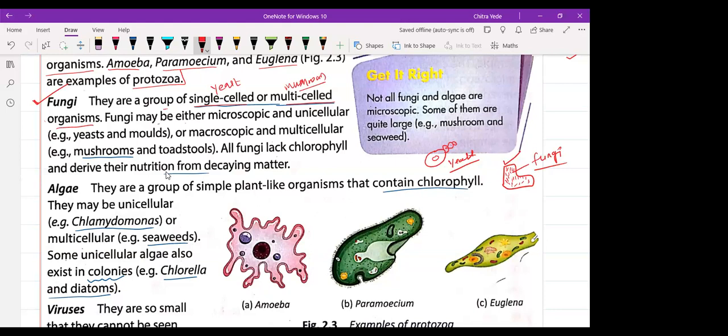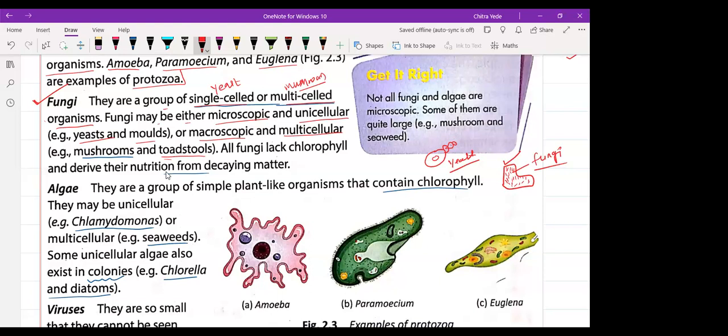So fungi may be either microscopic and unicellular, like yeast and molds, or macroscopic, meaning they have very large structure and are multicellular, for example mushroom and toadstools. You will find those on a rock or maybe on other plants. They are called saprophytes, because they depend on the dead organic matter of plant and animal.